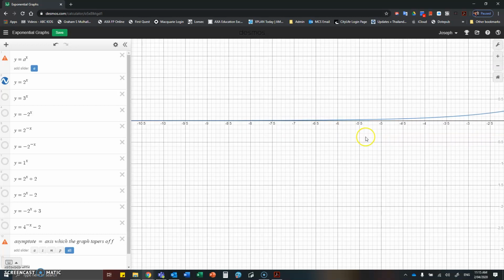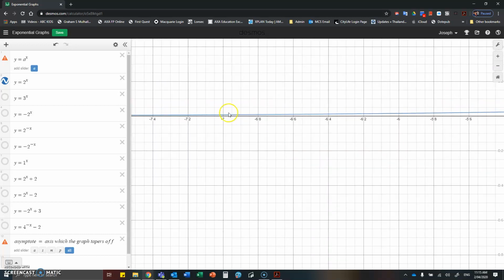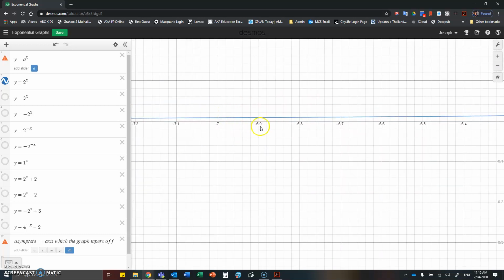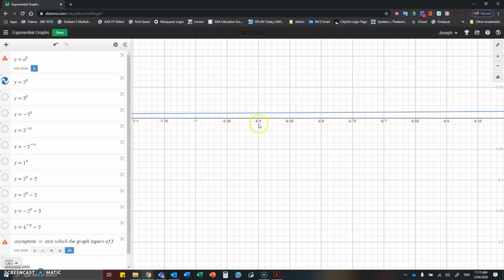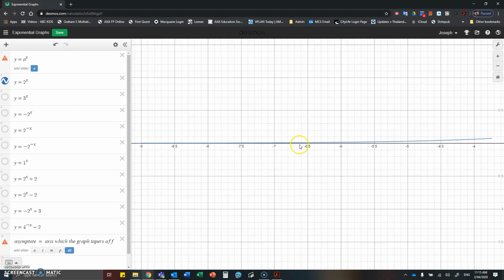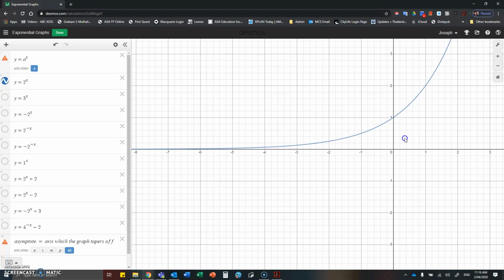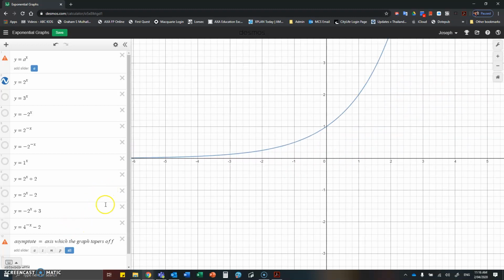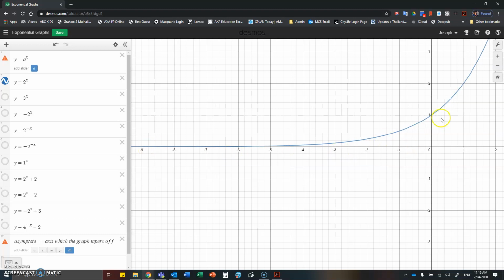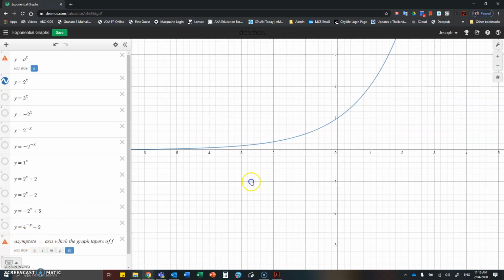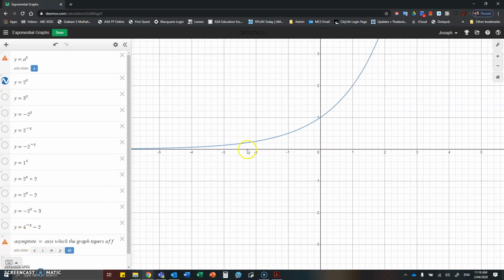And then what we'll see is that when we zoom in closer, it looks like the line is tapering off and touching 0, but it never does. So what I want to alert you to is that this line, or the axis where the graph tapers towards but never touches, is what we call the asymptote. In this case, the asymptote is y equals 0.